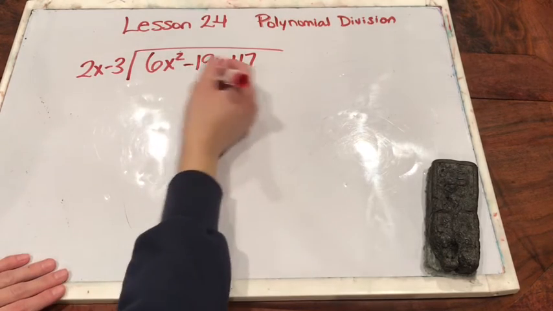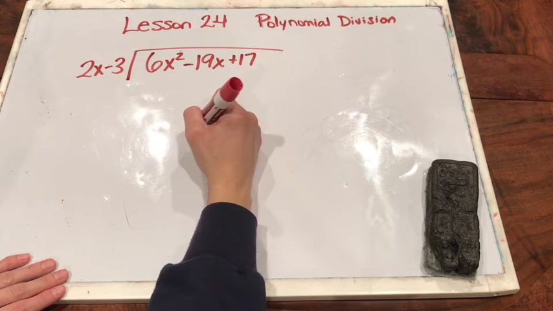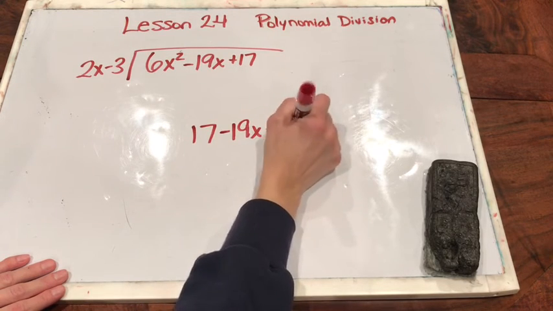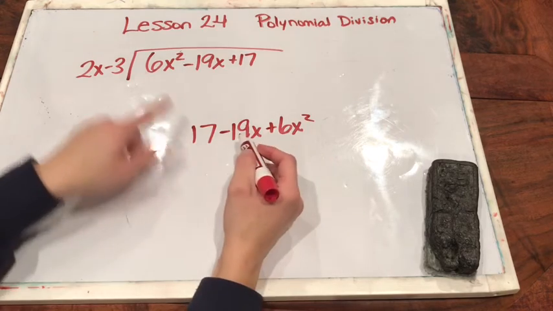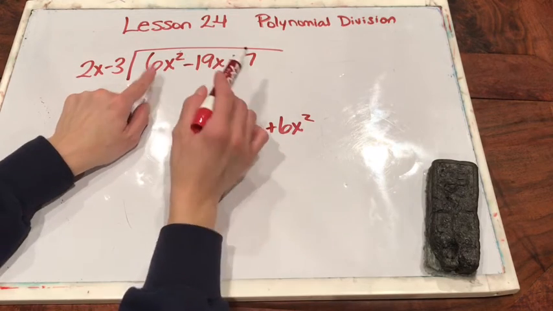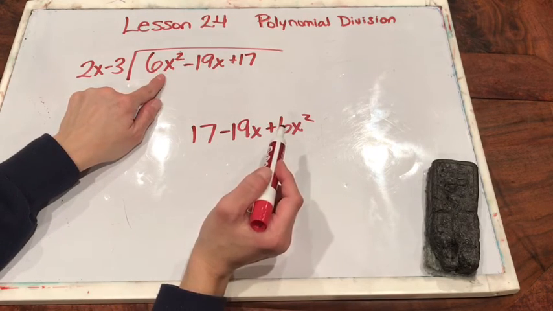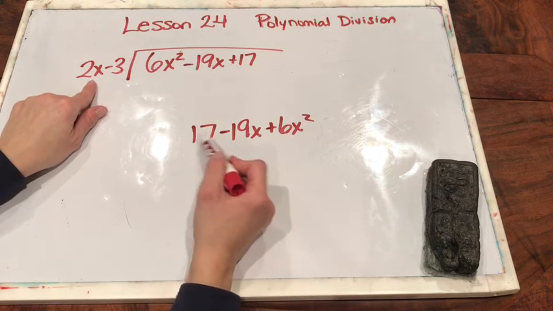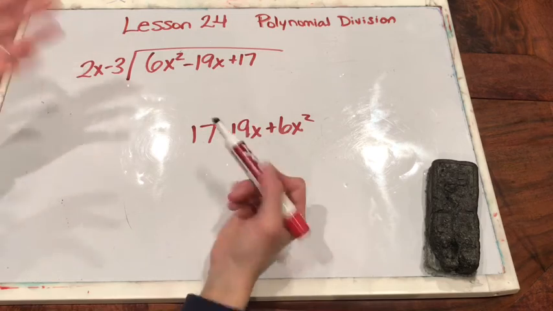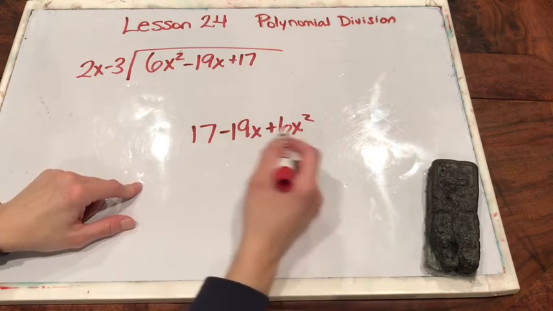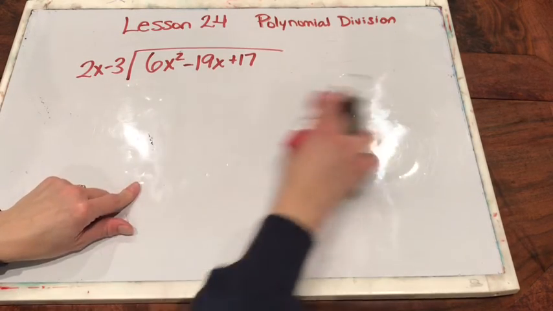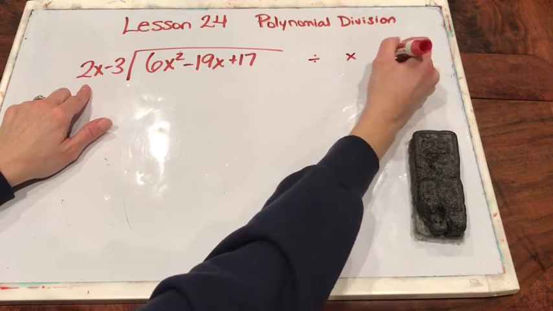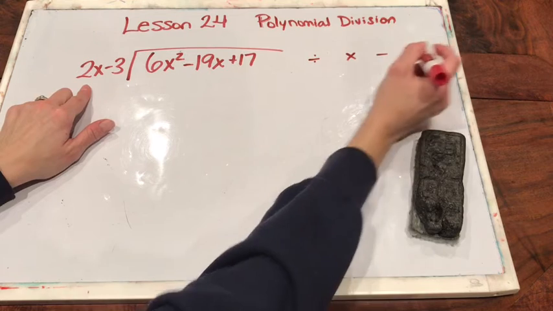I just want to note, if your problem ever did them in the reverse order, you will need to write this in descending order. You need to always start with your biggest x squared at the front. Otherwise, you wouldn't be able to put 2x into 17 and you might be lost. They need to be in descending order, so you start with your biggest power first. All right, here are division, multiplication, subtraction, and bring down.